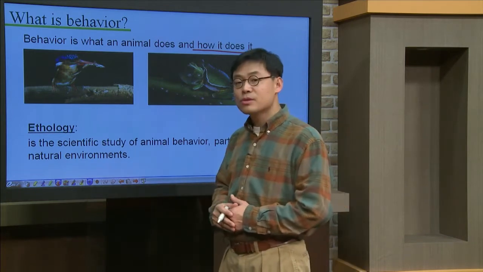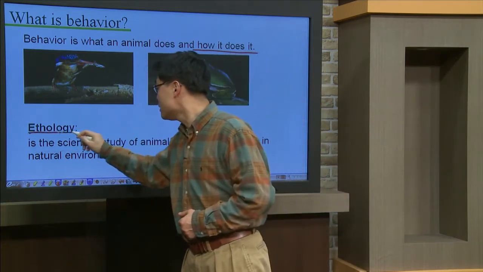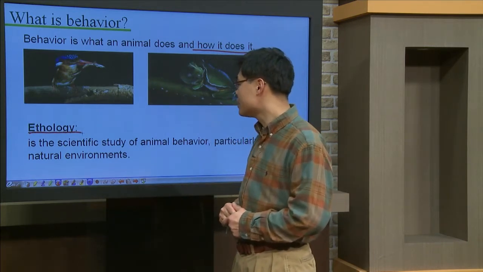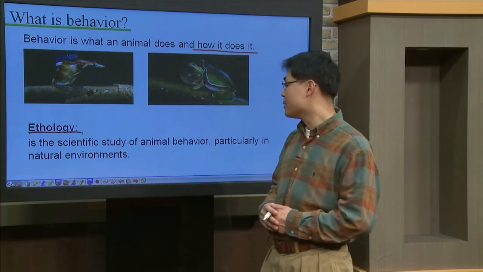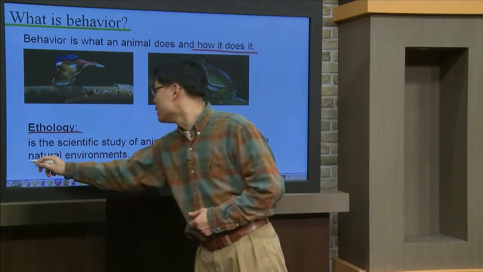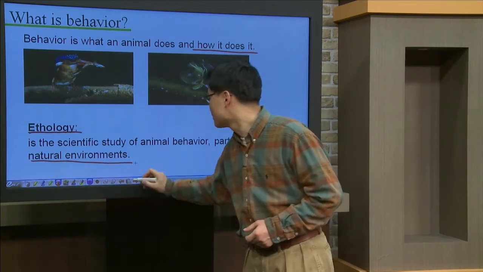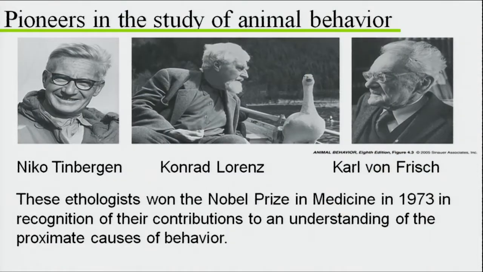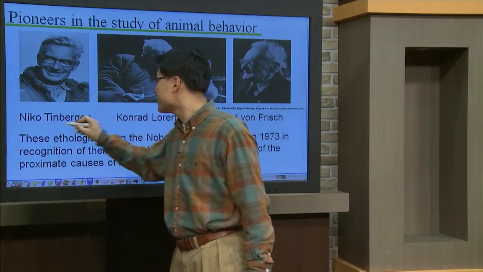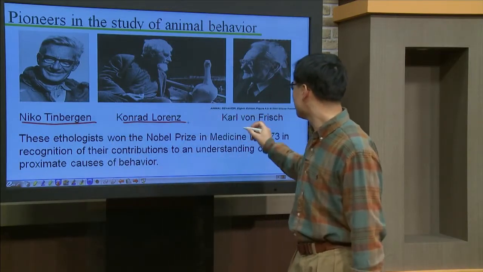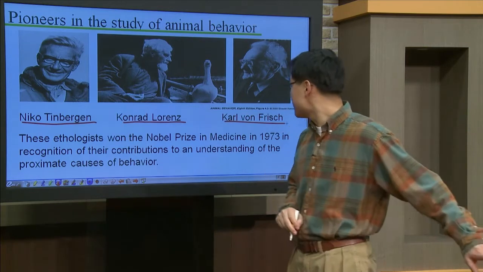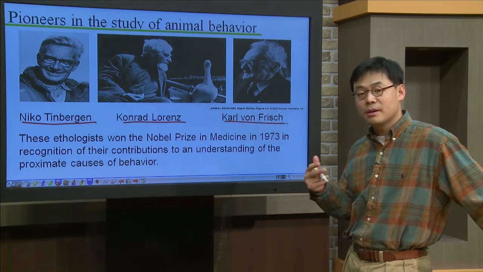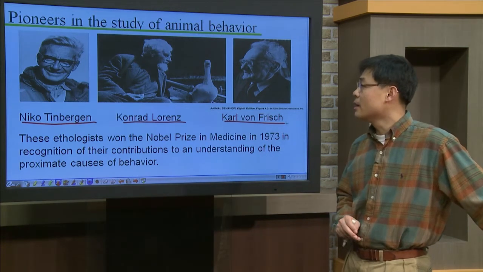Animal behavior is also referred to as ethology. That's the field of science. Ethology is the scientific study of animal behavior, particularly in natural environments. These people are the pioneers in the study of animal behaviors: Niko Tinbergen, Konrad Lorenz, and Karl von Frisch. They shared the Nobel Prize in Medicine in 1973 in recognition of their contribution to the understanding of the proximate and ultimate causes of behavior.